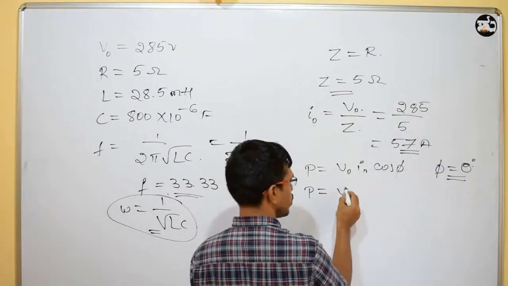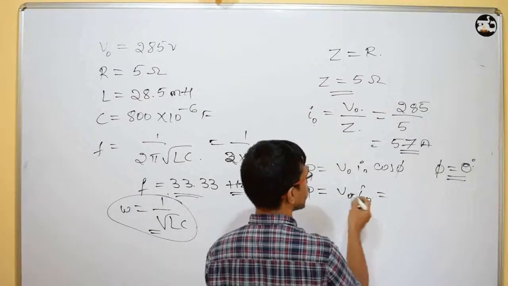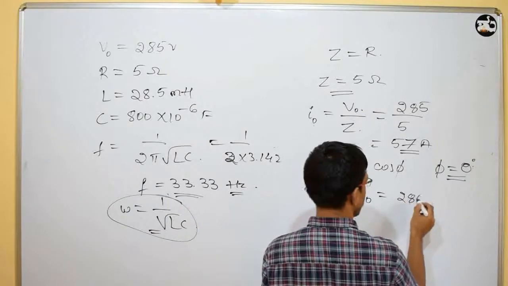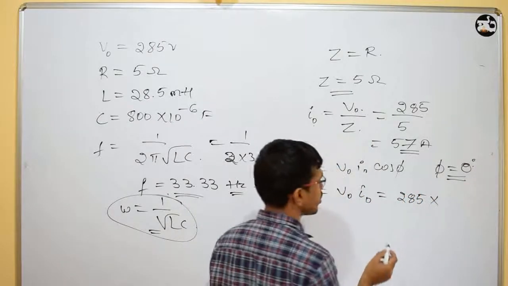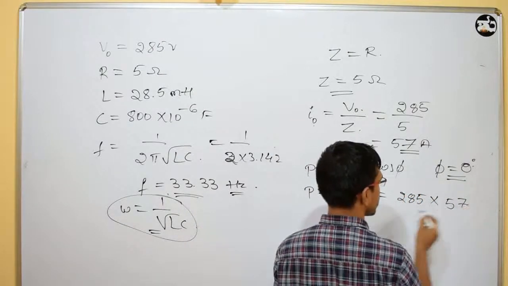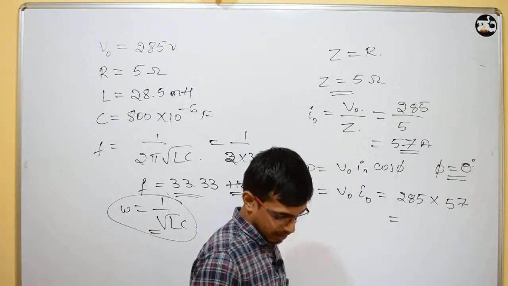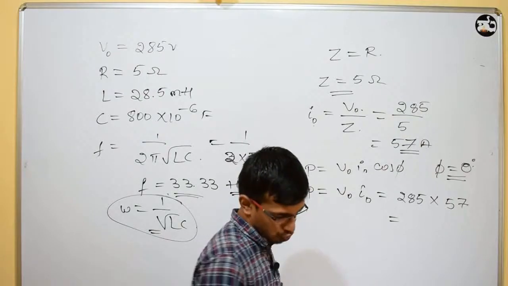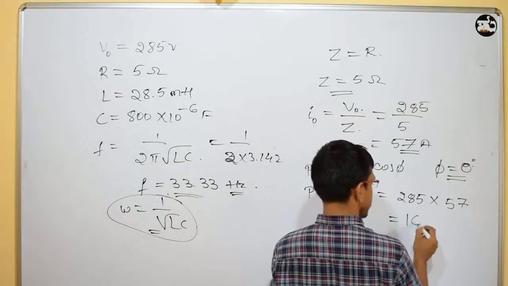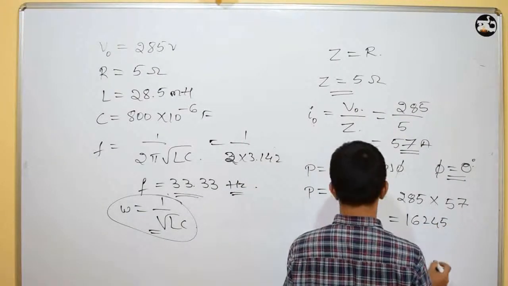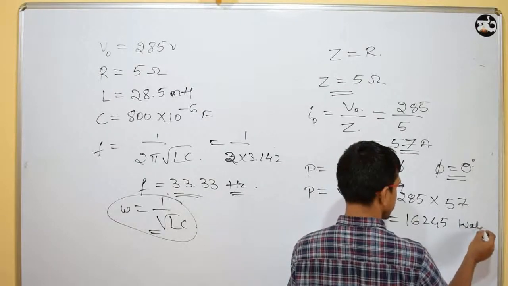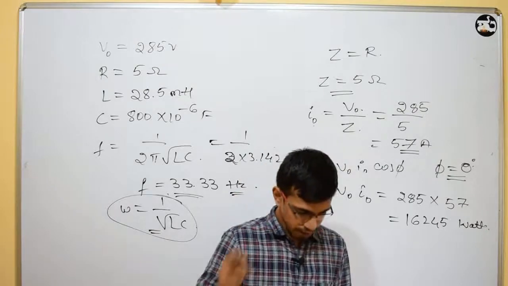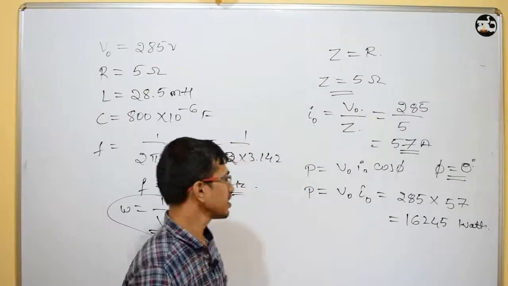P is equal to V naught into I naught. So V naught is how much? V naught is 285 volt, and I naught is how much? I naught is 57 ampere. So if you solve this, you will get the power displayed as 16 to 45 watts. Okay, so this is how you can calculate the value of power dissipated.